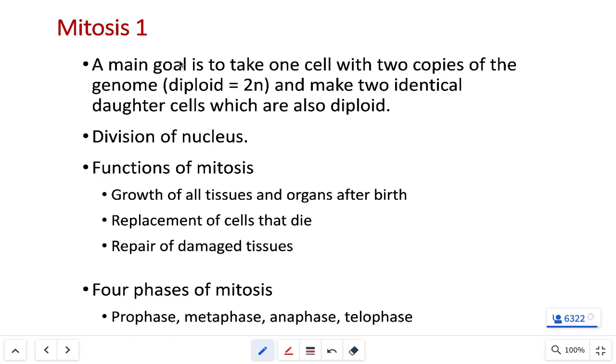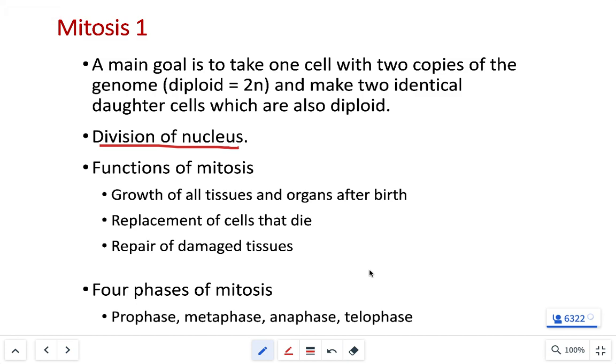Think back to lab last week when you looked at the whitefish blastula slides. Most of the cells you looked at on those microscope slides were kind of hard to identify because you're like, well, is this in anaphase or is this in metaphase? It's kind of in between. And that's the reality of the situation. So when we think of mitosis, think of division of the nucleus.